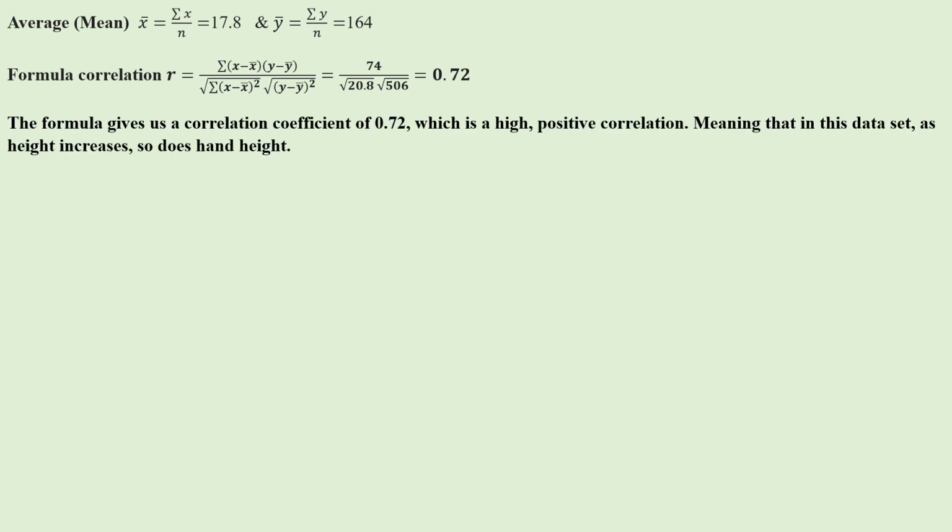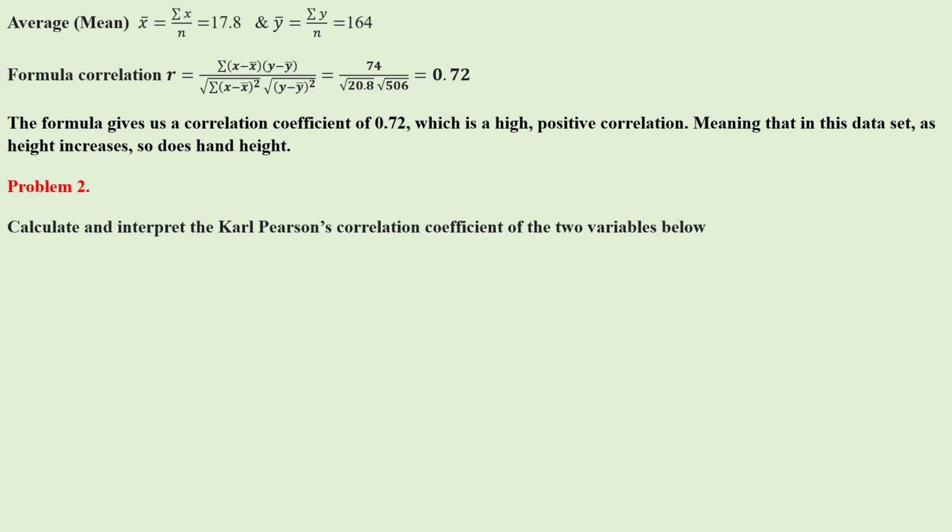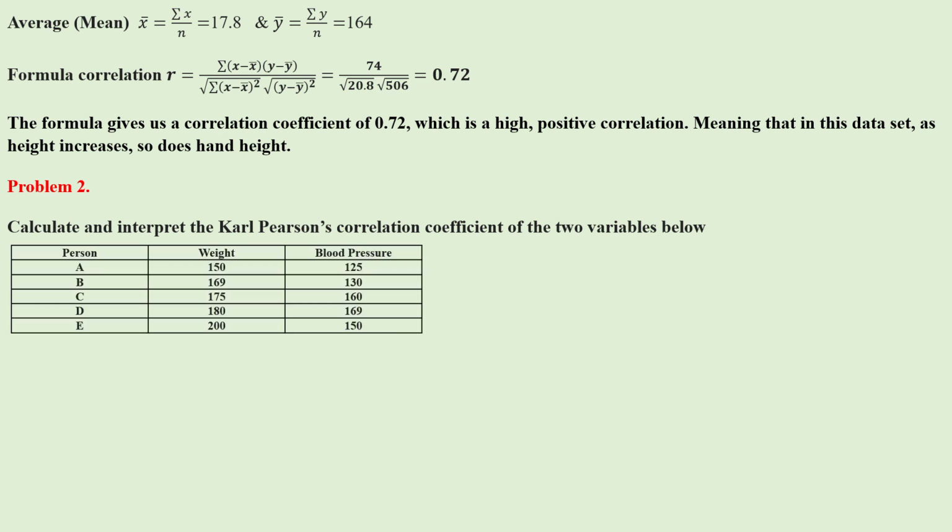So the formula gives us the correlation coefficient is 0.72, which is high positive, right? We have the table, right? From that we are giving the interpretation, meaning that in the data set, as height increases, so does hand height. So hand is also increasing. Height is decreasing, hand is also decreasing. That's all. Next problem, calculate and interpret correlation coefficient of the two variables below.